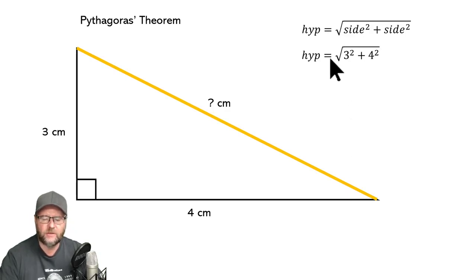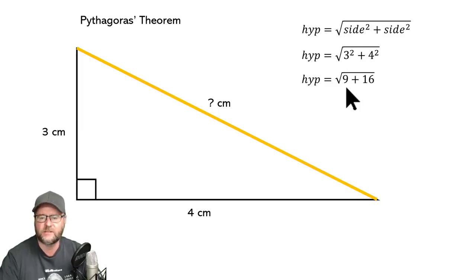The length of our hypotenuse is the square root of this side, which was 3, so I do 3 squared, plus the other side squared, so 4 squared. Okay, so they're my two lengths, 3 and 4. I put them in here, I square them all inside a square root. I can put that straight into my calculator, or you can do it in two pieces.